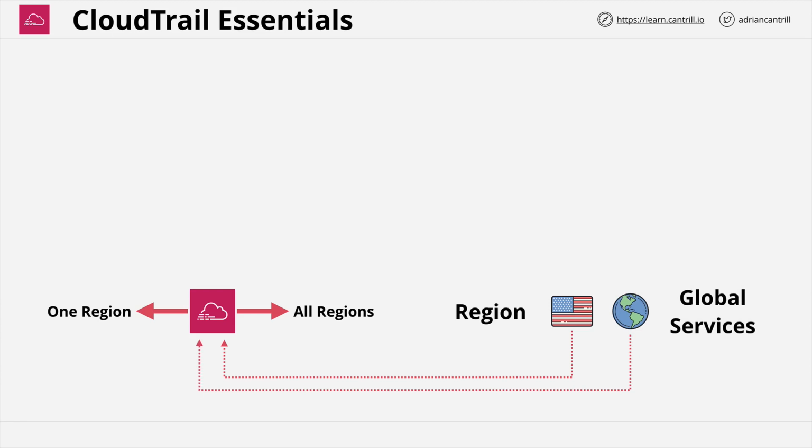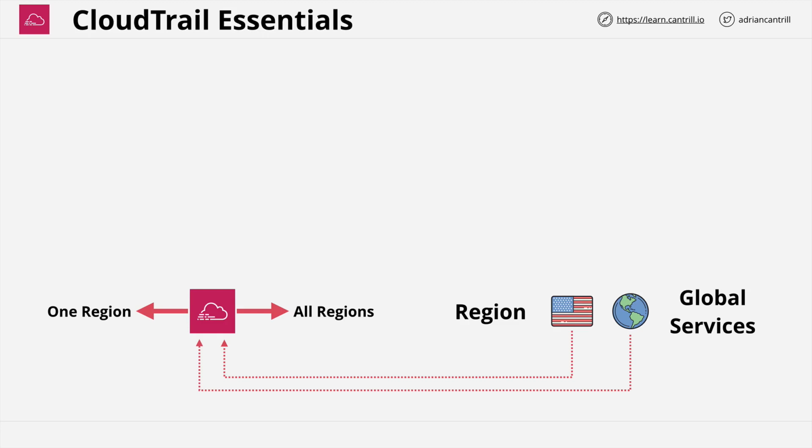Now, most services log events in the region where the event occurred. So if you create an EC2 instance in AP Southeast 2, then it's logged to that region, and a trail would either need to be a one region trail in that region, or it would need to be an all regions trail to pick up that event. A very small number of services log events globally to one region. So global services such as IAM or STS or CloudFront, these services are very globally focused services, and they always log their events to US East 1, which is Northern Virginia.